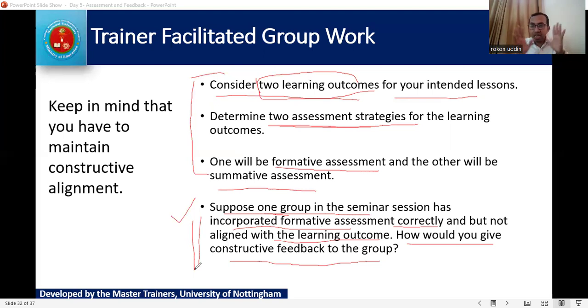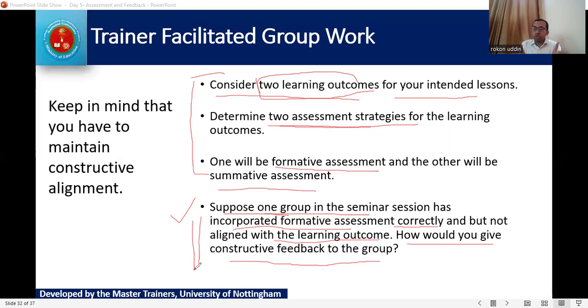So finally, let me tell you about the TGW again. You have to write two learning outcomes, and for those two learning outcomes, you will write two assessments. And also you will write feedback. What kind of feedback are you going to give? So two things: one is assessment, and the other is how to give feedback. On these two things you are going to work.